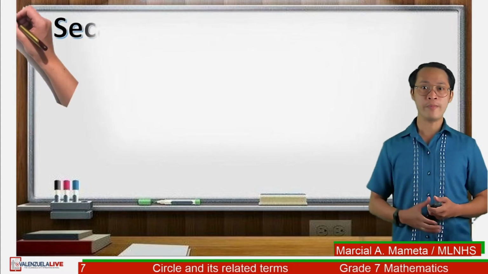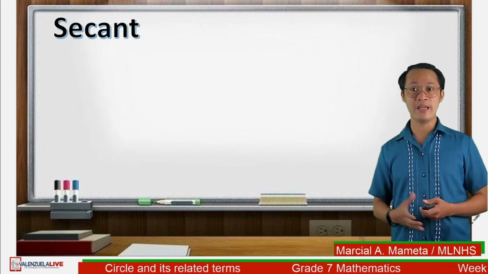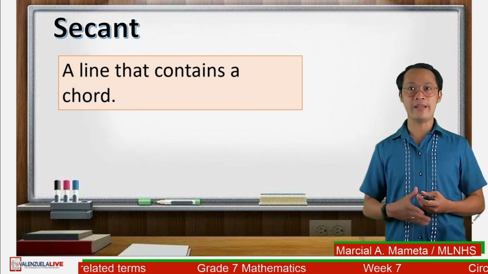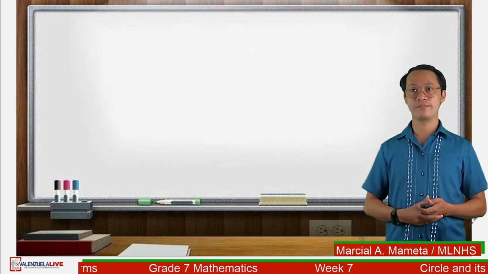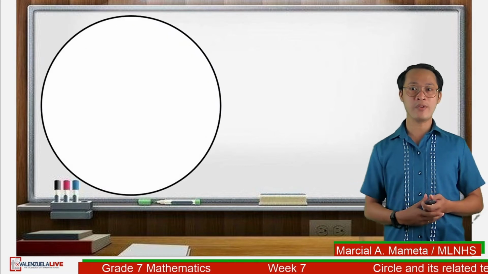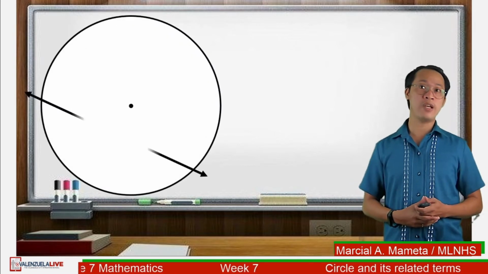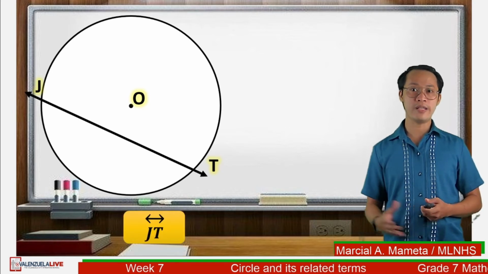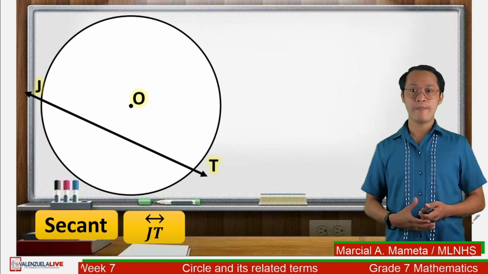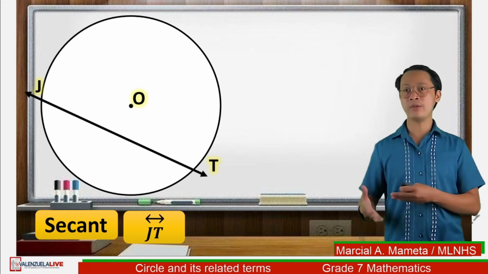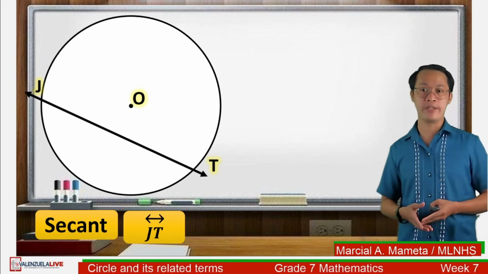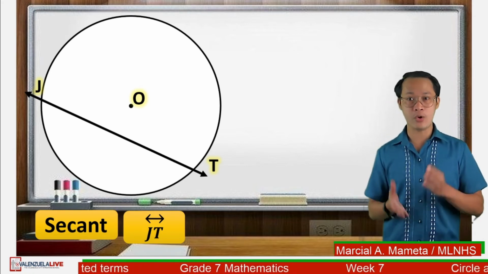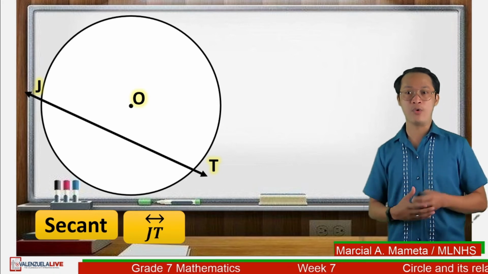The fourth term related to the circle is a secant. A secant is a line that contains a chord. Based upon the circle, line JT is an example of a secant because it is a line that intersects a circle at 2 points. Take note, a secant is technically not a chord, but it contains a chord.